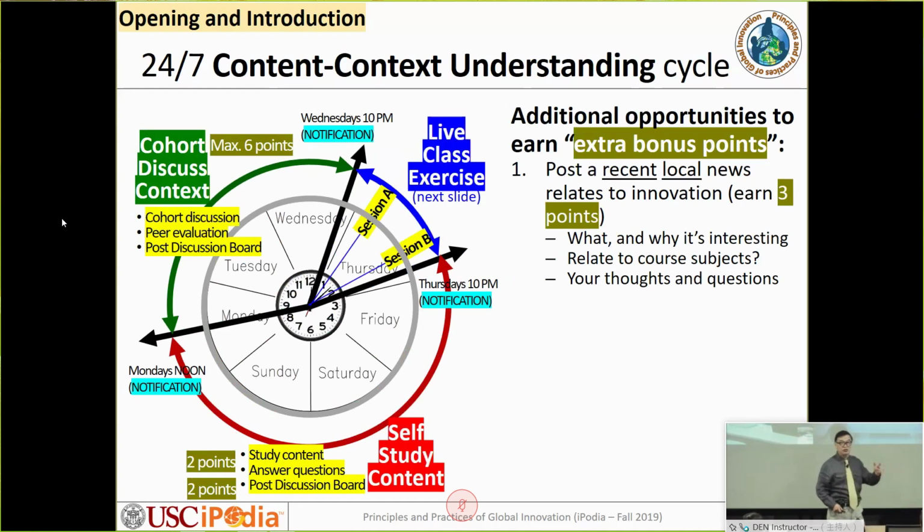If you do so, you earn 3 points because we will have people to check on who actually contributes this, and then we will have a record for you to earn extra points.